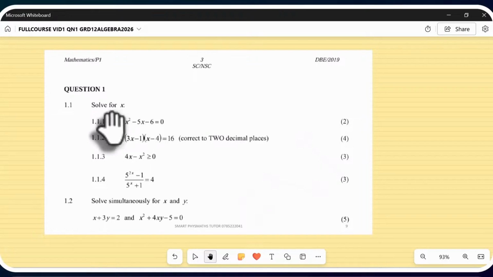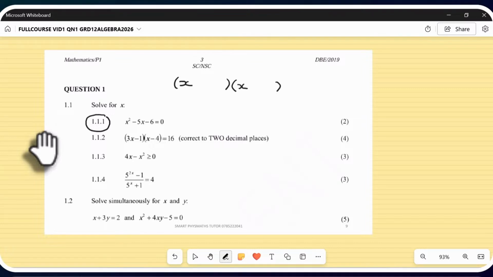Question 1 says, solve for x. As you can see here, we have the question. They said that x squared minus 5x minus 6 equals 0. So what are the factors here? Two brackets, and then equal to 0, with x here.